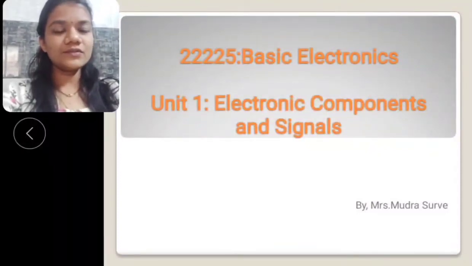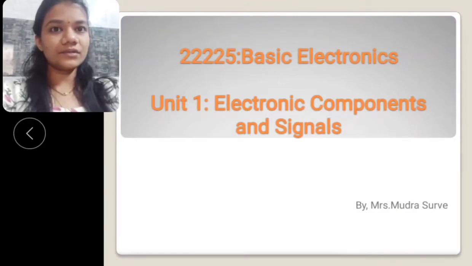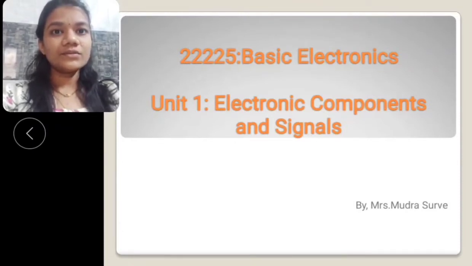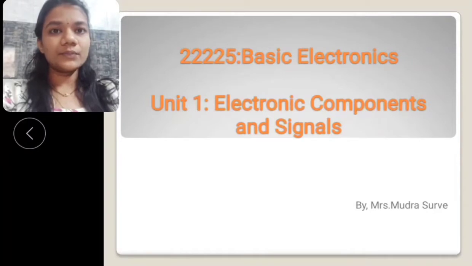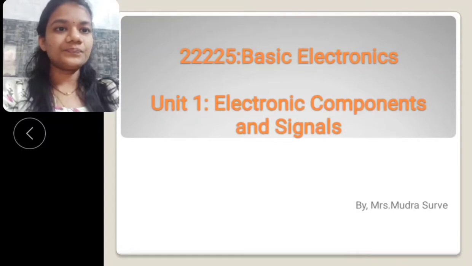Hello everyone, this is Mudra Surve, and today we are going to start with our first unit in the basic electronics subject, that is electronic components and signals. In this unit we are going to see what the active and passive components present in electronics are, and also the workings of those components. So we will start now.